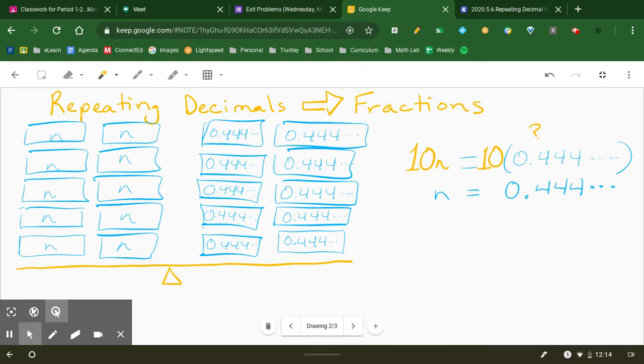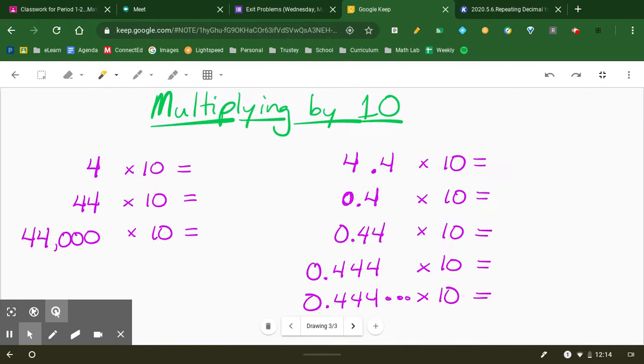So I'm going to pause for a second, and I'm going to talk about multiplying something times 10. What can happen to the place value? So let's go ahead and look at this multiplying times 10 and see if we can see a pattern. Now we start off with the basics.